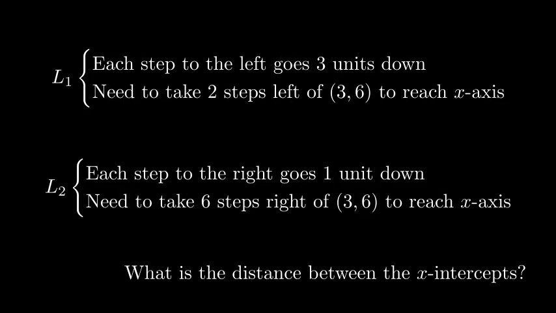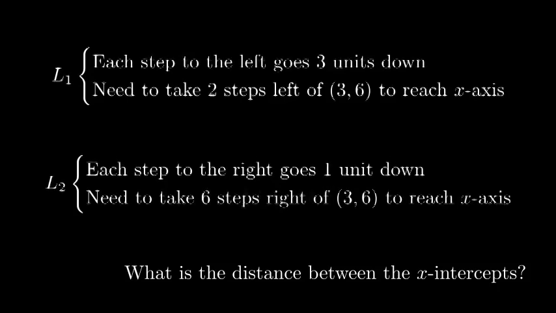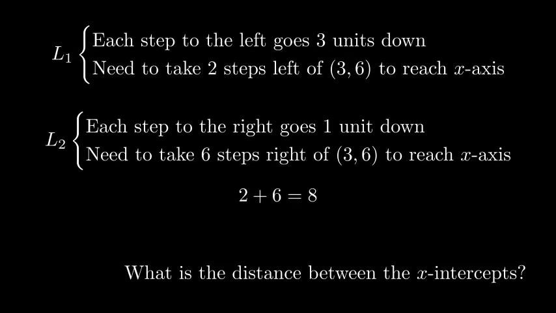So if we start at the same point, and one line takes 2 steps to the left, and the other line takes 6 steps to the right, what's the distance between them? Since the steps are in opposite directions, we just add them together. And we also get a final answer of 8.